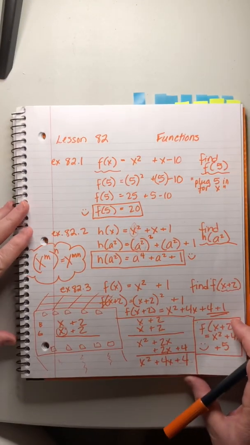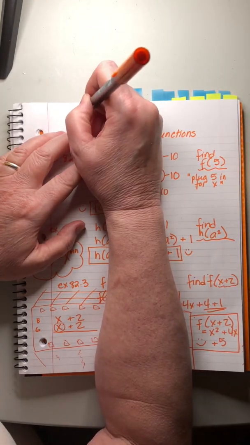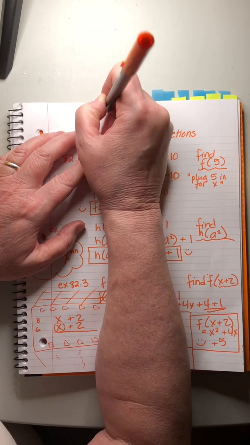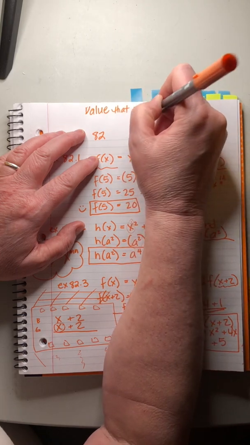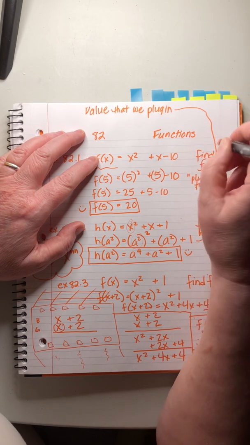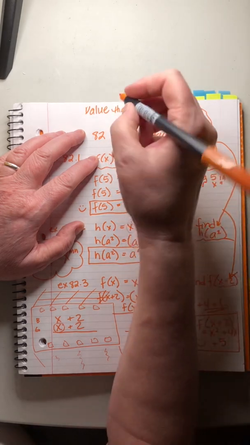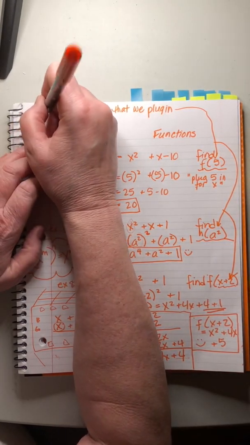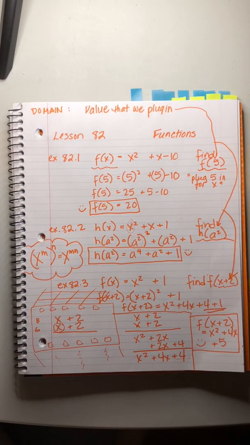Now, let me tell you something. There are 2 fancy words. We've dabbled in them briefly. The number that we plug in, and I'm going to say value because it can be a letter or a number. Okay, that's what was right here. Like we plugged in 5 and we plugged in a squared and we plugged in x plus 2. That's called the domain. What we plugged in.